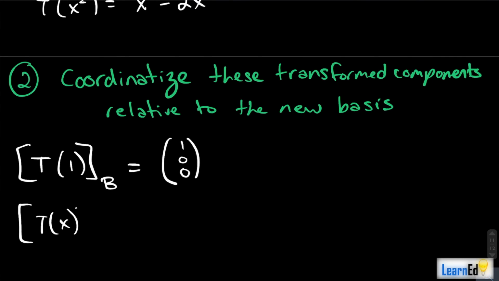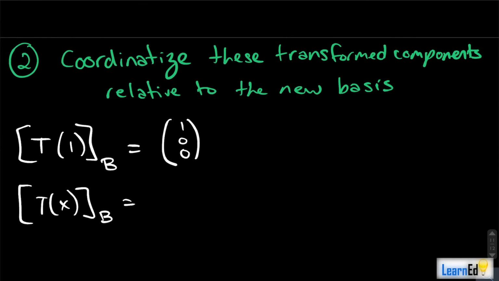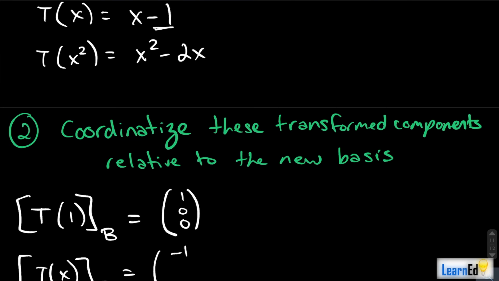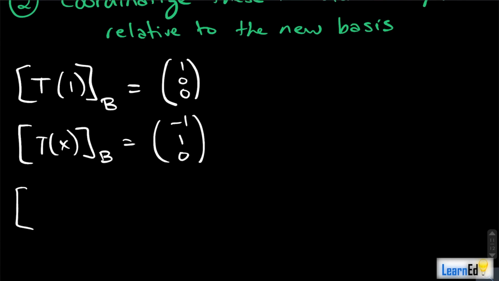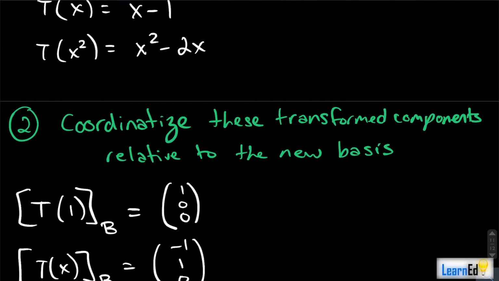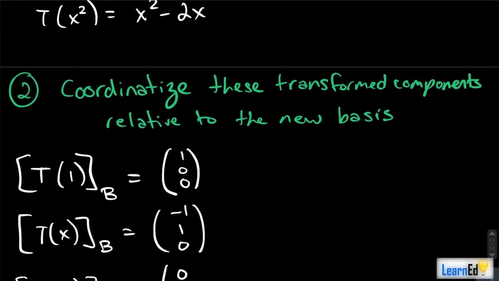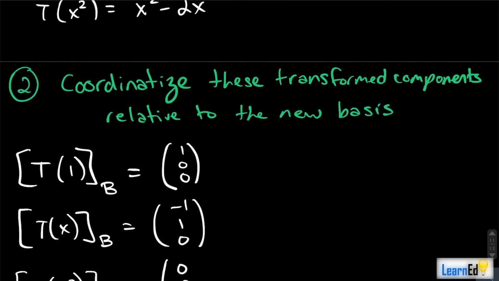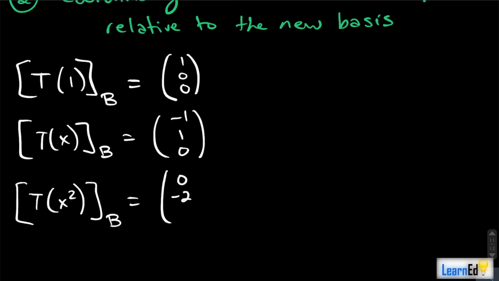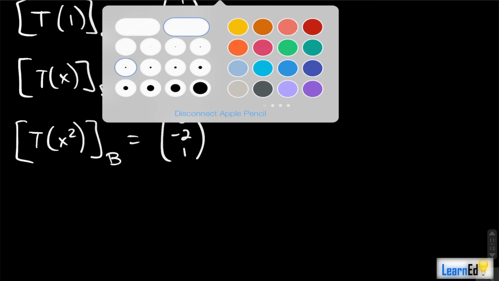For T of x relative to B, we transform x, and we have x minus 1. So we have the negative 1 from this negative 1. x has a coefficient of 1, and then we don't have any x squareds. Then we have T of x squared relative to B, and we see that's x squared minus 2x. We don't have any constant component to that, so we get a 0. We have a minus 2 on our x term, and then that'll be a 1 on the x squared term.